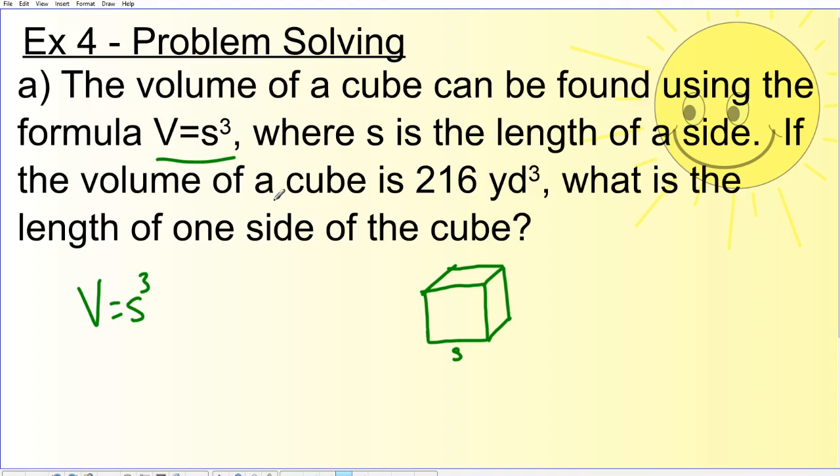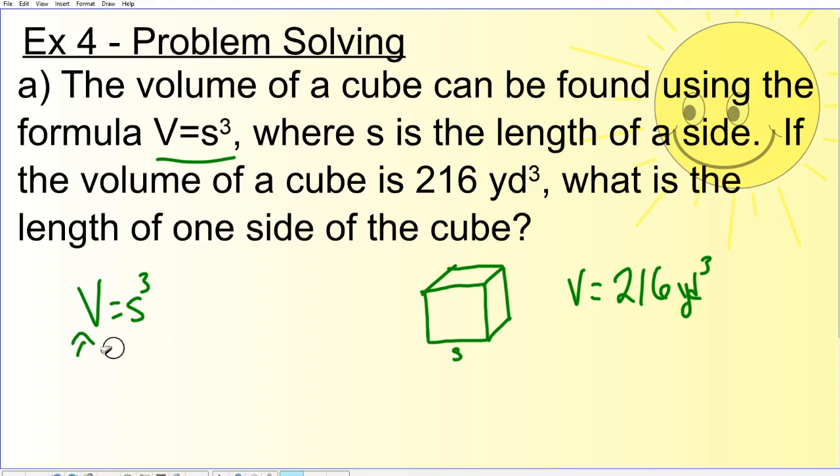If the volume of a cube is 216, so the volume of this cube is 216 yards cubed, what is the length of one side? And if you're looking at that going, I have no clue how to do this, let's look at the information they gave you. They gave us, well, they didn't give us a picture. I drew the picture. And we know the volume of this is 216, and S is the length of a side. They also gave us a formula that takes in a volume and a side.